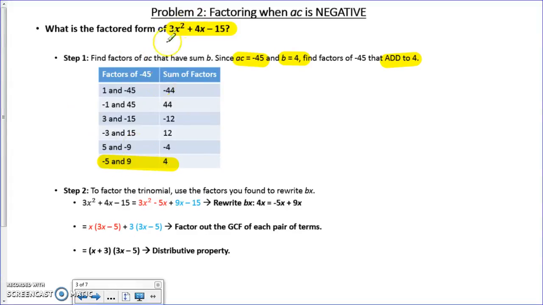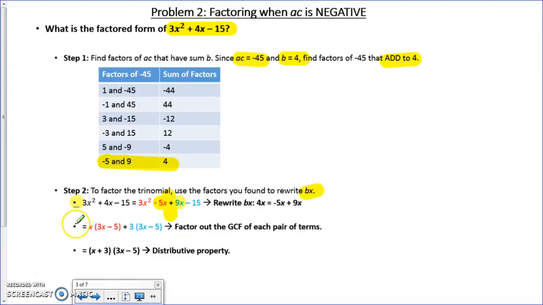So again, you rewrite 3x squared plus 4x minus 15. You rewrite bx with your factors. So it becomes 3x squared minus 5x plus 9x minus 15. Group it. So the first two terms, 3x squared minus 5x, the GCF of that is just x. When you factor out an x, you get 3x minus 5. The other set is 9x minus 15. The GCF of that is 3. When you factor out a 3, you're left with 3x minus 5.